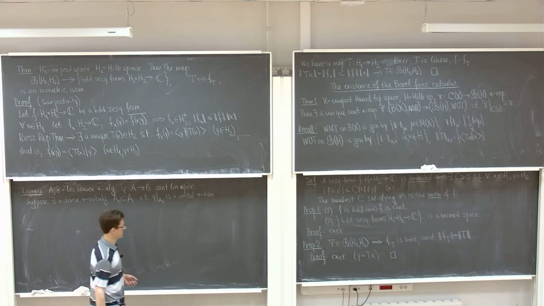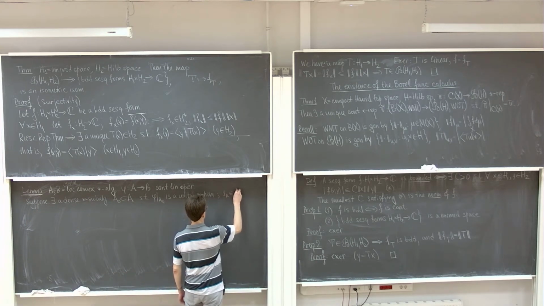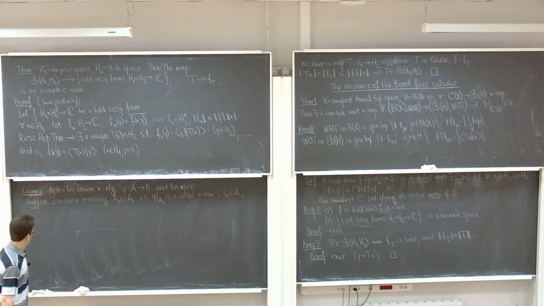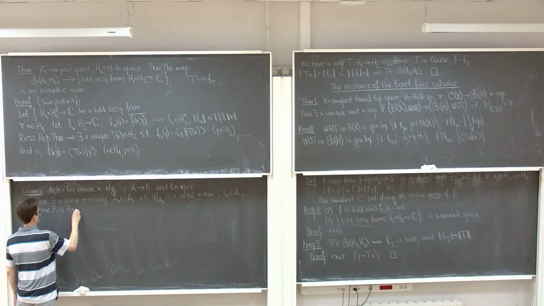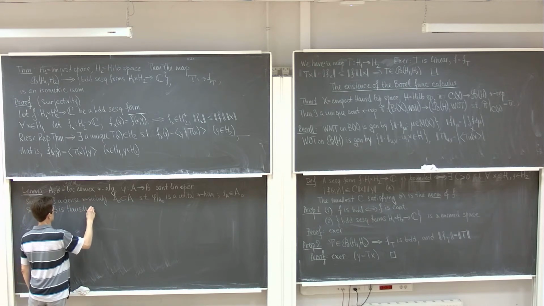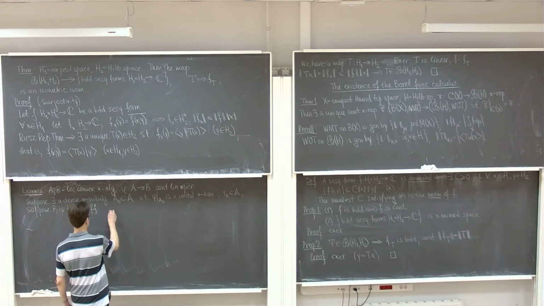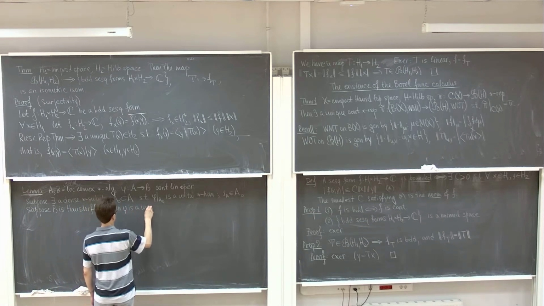Well, since we work with unital algebras, we also assume that the identity of A belongs to A0. So they have the same identity. And also suppose that B is Hausdorff. I claim that then phi is a unital star homomorphism.